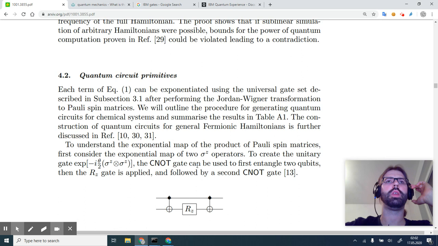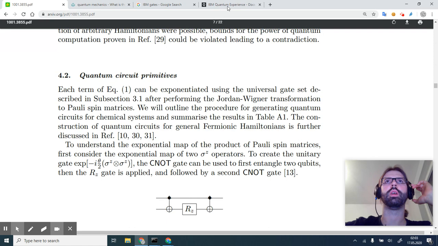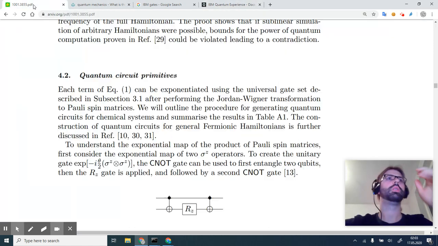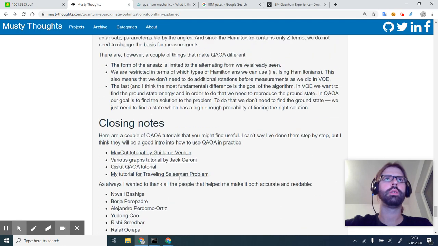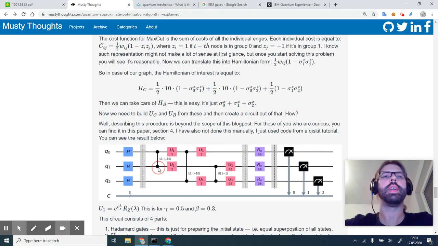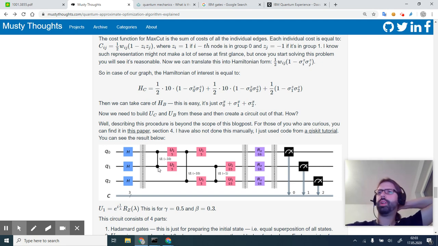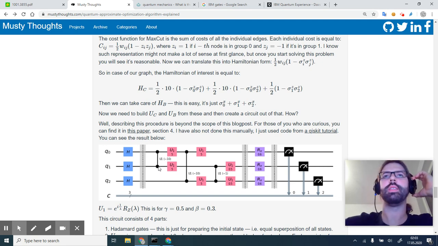Quantum circuit primitives. Each term of the equation can be exponentiated using the universal gates. So those are control knots. They're not control. Wait a second, I'm confused. Those are control Zs. Those are U1. Okay, those are controlled Zs. Sorry.